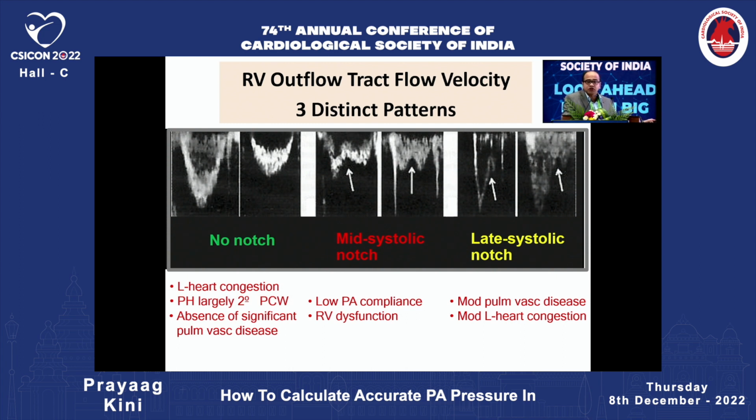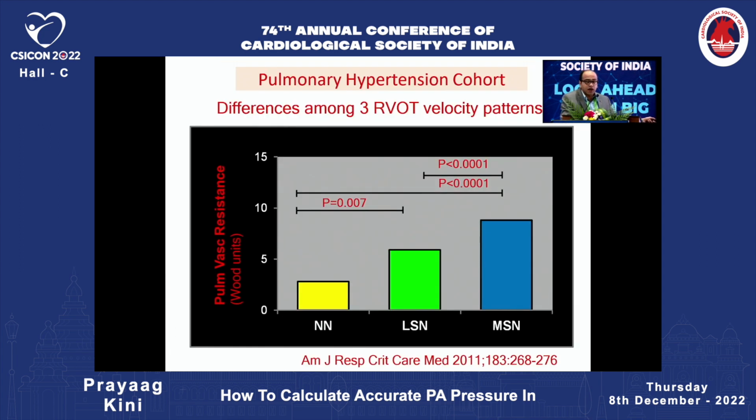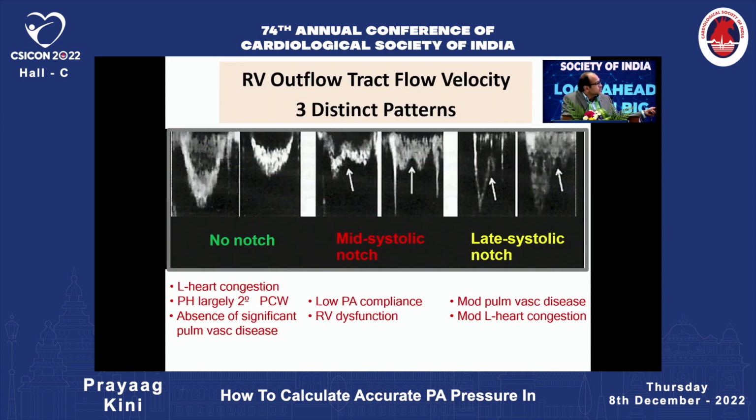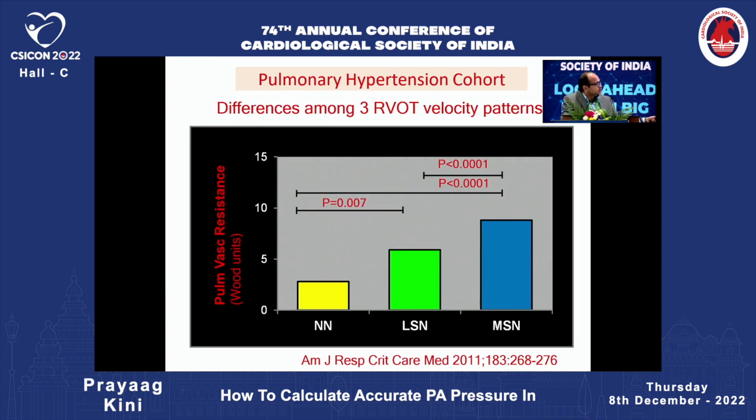Absence of significant pulmonary vascular disease. As it tends to get PH, you start getting a late systolic notch, and it correlates with moderate pulmonary vascular disease. But when it starts getting mid-systolic, all this has been correlated with the amount of PVR. If you see in terms of PVR, let me go back one slide. So this is no notch, late systolic, and then mid-systolic. Clearly, if you have mid-systolic notching, it's the highest of the PVRs among the three groups. An easy way of knowing PH only by a pulse wave Doppler.